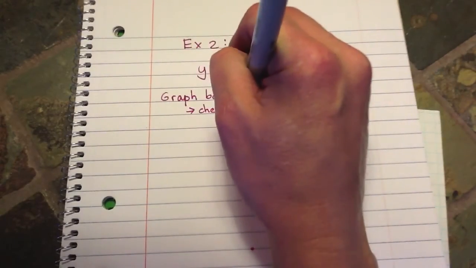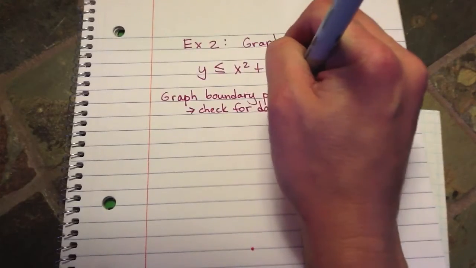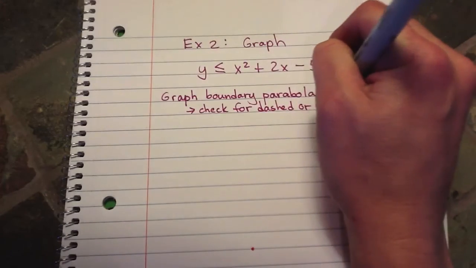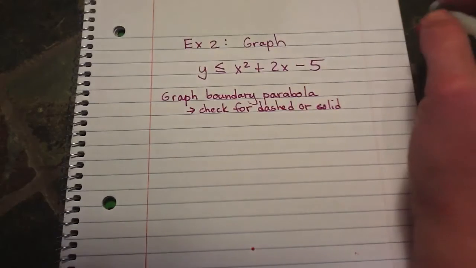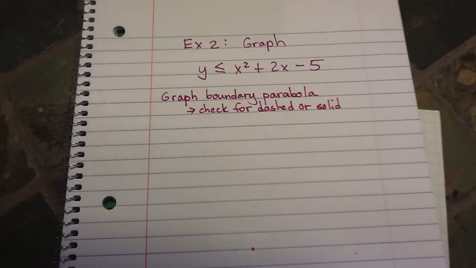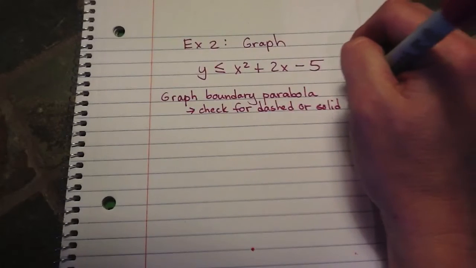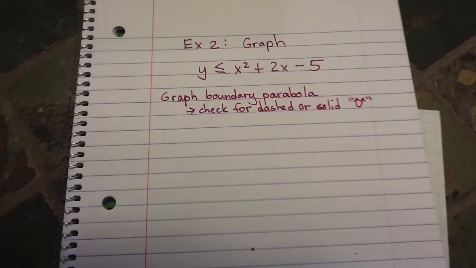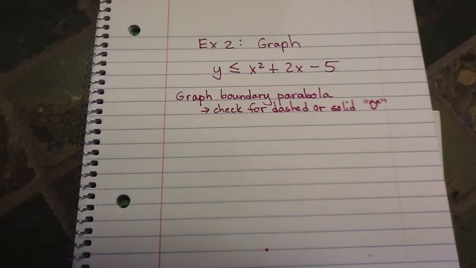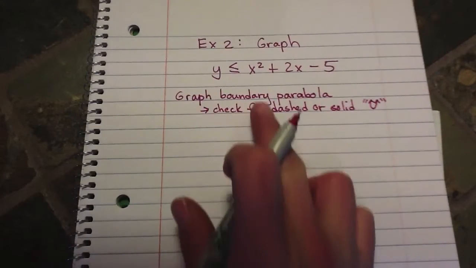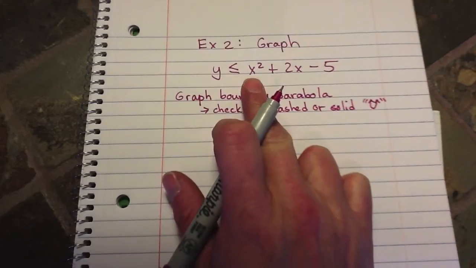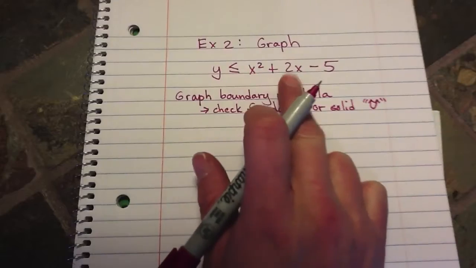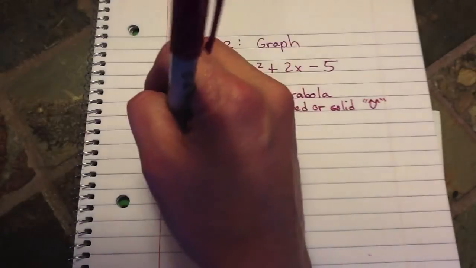Make yourself a note, maybe check for dashed or solid. I'm not going to put line because it's not really a line, I guess. It's a U. I'll put a U. And again, to do that, first thing we do is we always look, is it going to open up or down? This one's going to open up because it's positive. And then I start with my vertex.